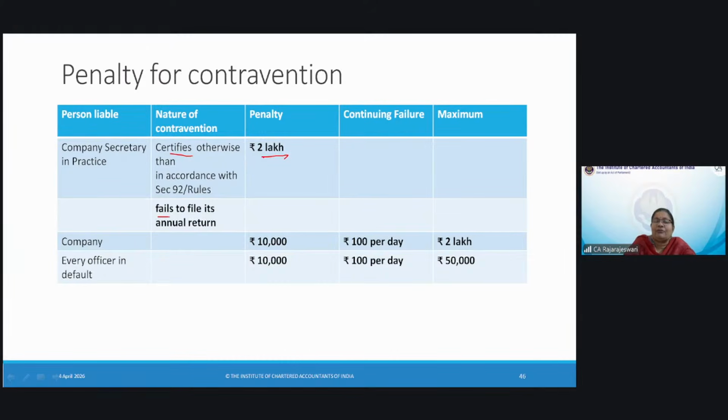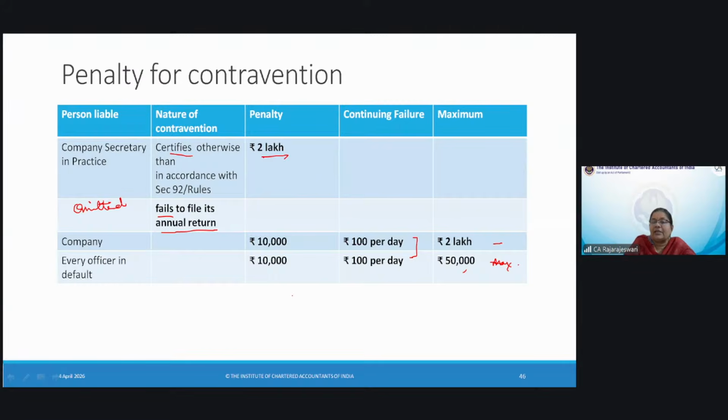Company has failed to file the annual return. By mistake, it has omitted to file the annual return within the due date, then it will be a flat penalty of 10,000 for company and every officer in default. Only difference is that for a continuing default, it is 100 per day for both the persons. Then for company, maximum is 2 lakhs, and for officer in default, maximum is 50,000. So here alone the change comes.